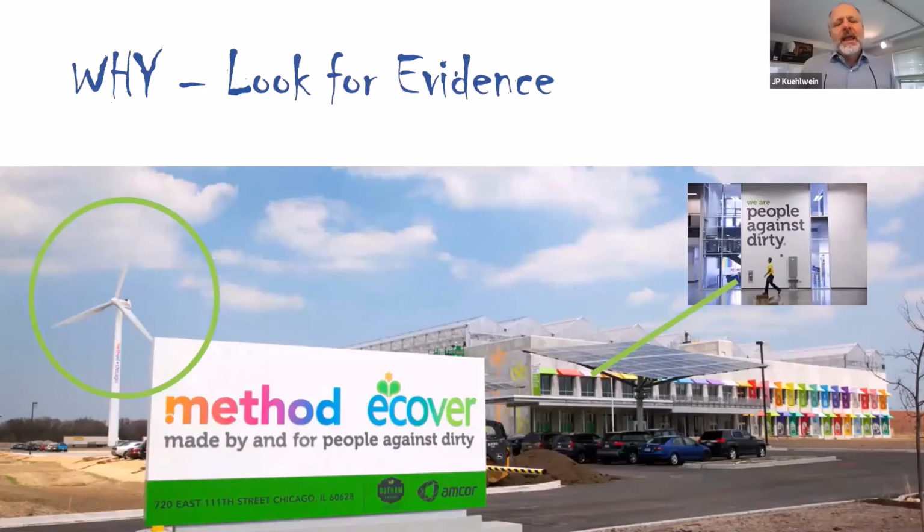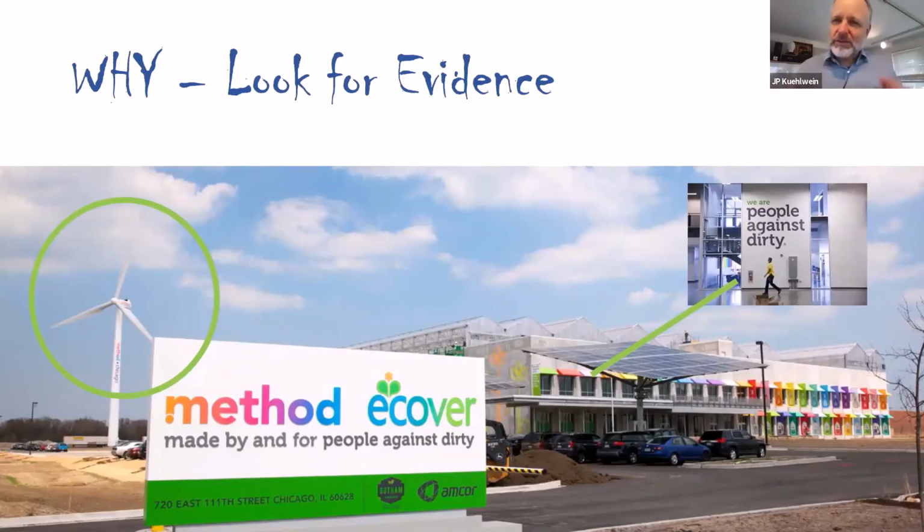Johnson. And you can see the mission of Method reflected in what you see in the pictures. It is made by and for people against dirty, which we'll talk about when we talk about mission. It's a broad statement that not only talks about stain removal, it talks about a certain ethical approach to making clean products that are not toxic, products that do not hurt the environment.